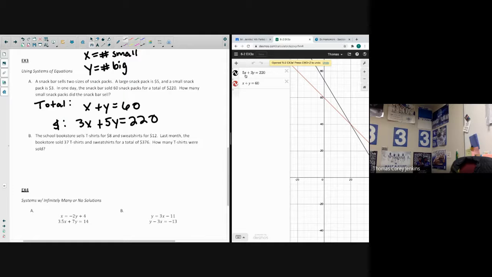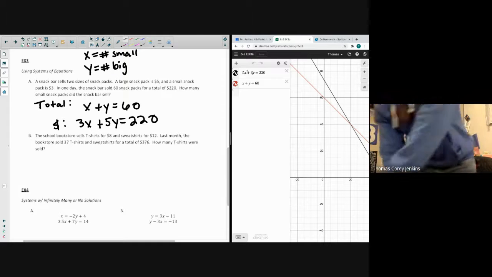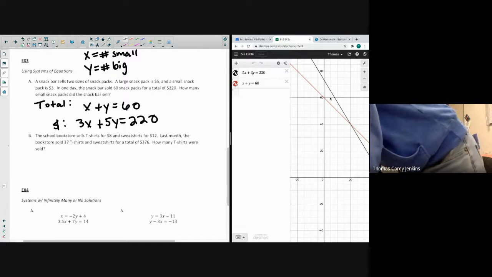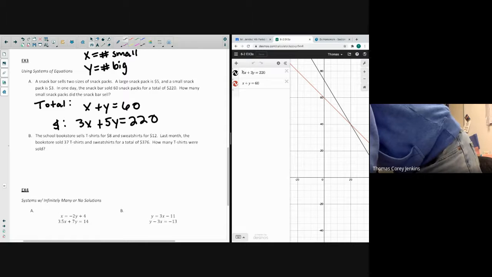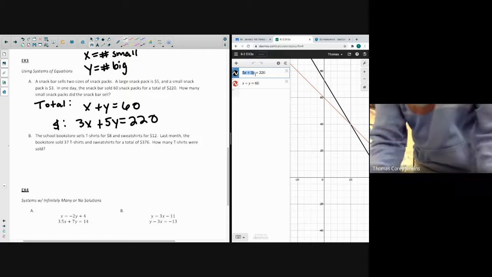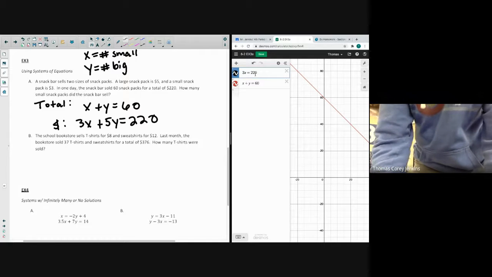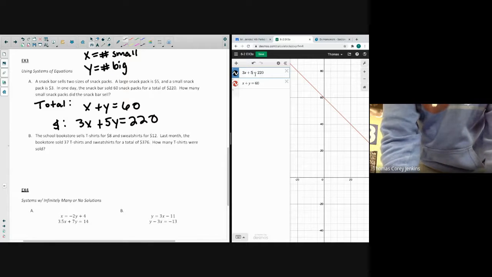$5x plus 3y. Okay, I flip-flopped them. Let me fix that too. I did x was the large pack, and so let me make that look a little better. I'm gonna flip-flop my coefficients. I'll make that 3x plus 5y.